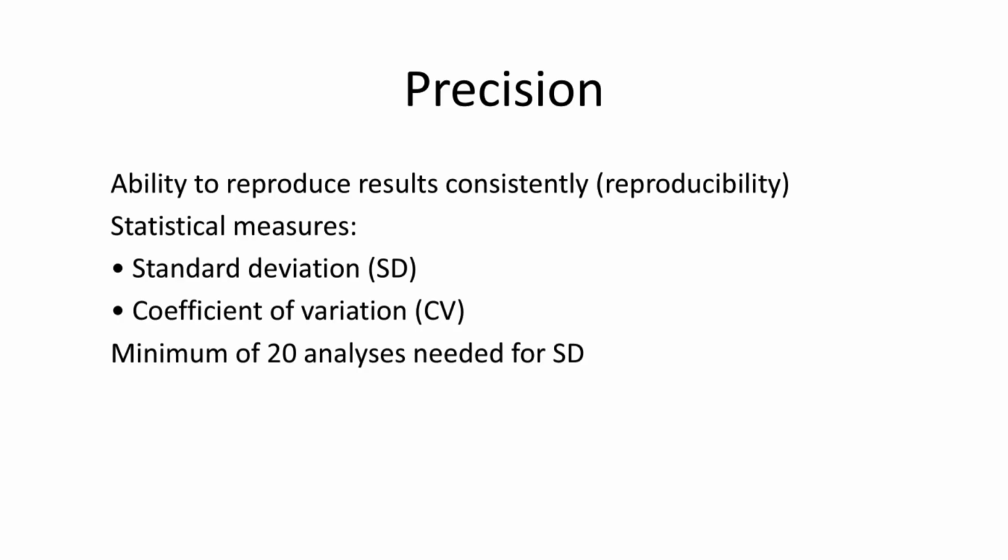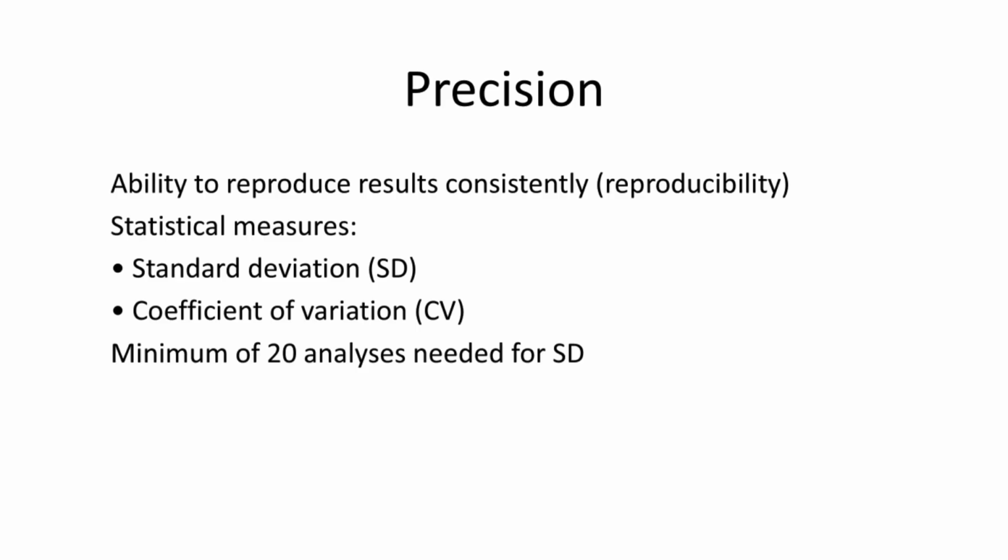Next, we have precision. Precision refers to the ability of a test to repeatedly produce results on the same sample that are very close to each other. This is also called reproducibility. Statistical measures of precision include the standard deviation and the coefficient of variation, which is sometimes called the relative standard deviation and is expressed as a percentage.